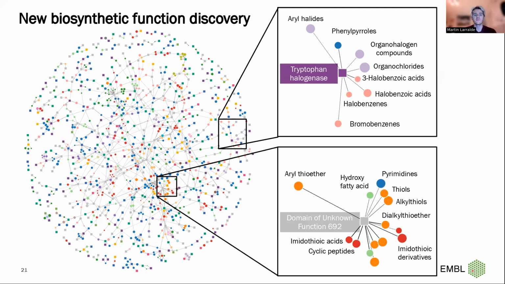But we can also use it as a discovery approach, since this is data-driven, for potentially proposing new functions for domains of unknown function. For instance, in this domain of unknown function from Pfam, we can see that the model has learned that it was linked to the production of thiols or imidothiazic acid. So it may be a clue for its actual function. With this method, we hope to improve the knowledge of existing biosynthesis, as well as improve the resolution of biosynthetic gene clusters inside the gut.